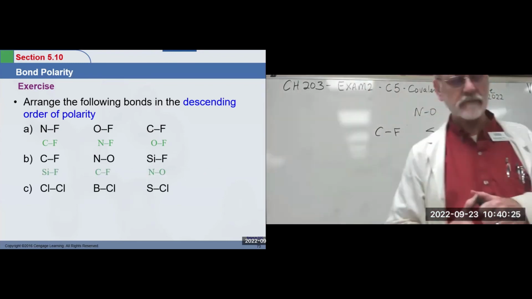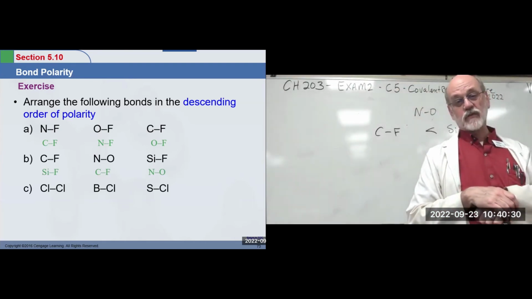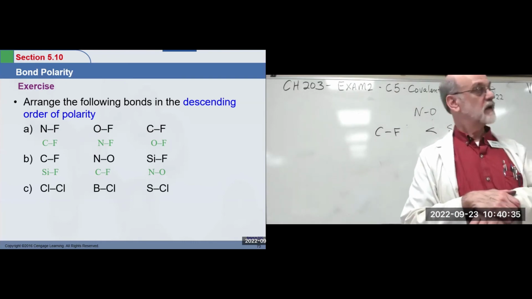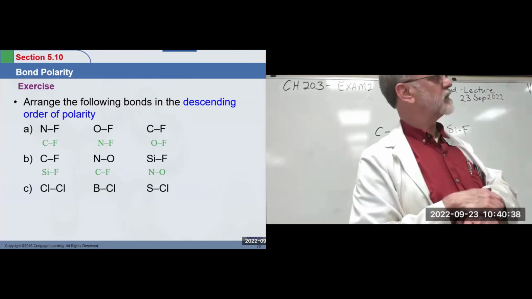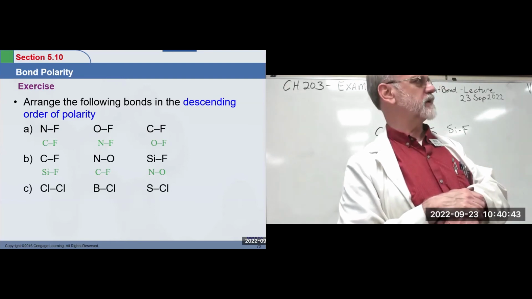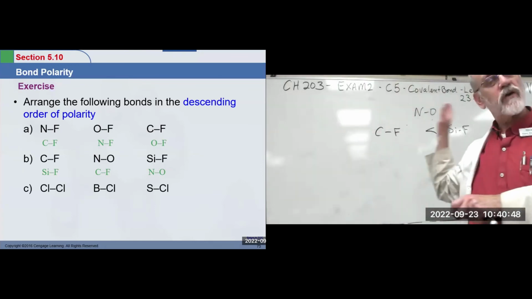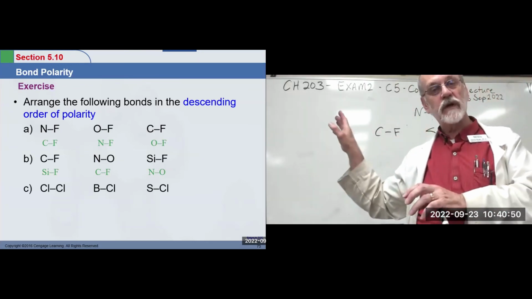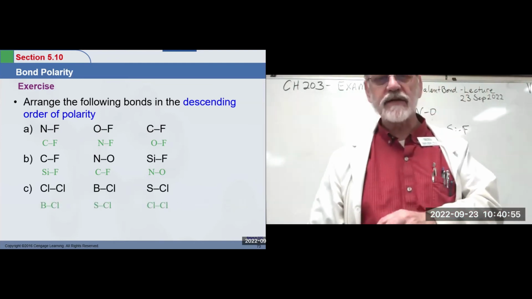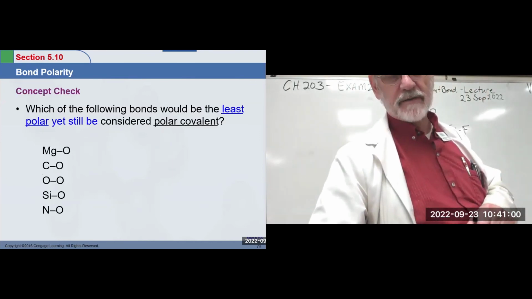There you go. Of course, the last one, chlorine, that's nonpolar. Right? That would have to be the last one. Then you would say boron and chlorine, versus sulfur and chlorine. Sulfur and chlorine are very close together, so the farthest right would be chlorine, then sulfur chlorine, and then boron chlorine. So we should have BCl first, then SCl, and then ClCl. All right.